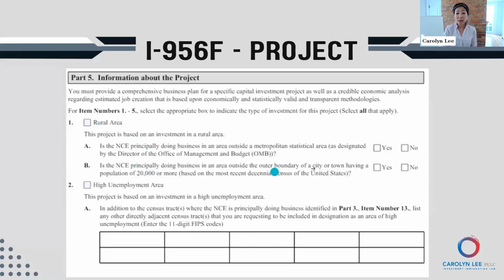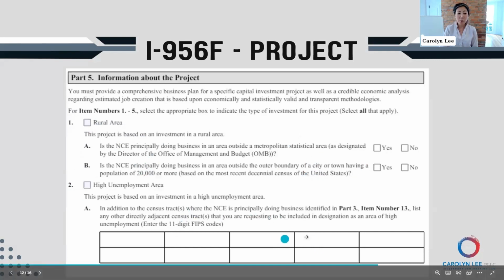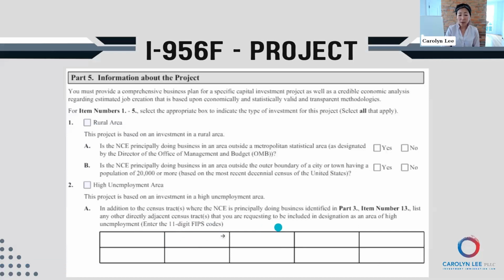And you're going to see with these sub-questions, these relate to the definition of rural. It has to be outside an MSA and outside a town having a population of 20,000 or more. If it's high unemployment, you've got to give the census tracts of any directly adjacent areas, census tracts that are directly adjacent to where the NCE or the JCE is principally doing business.